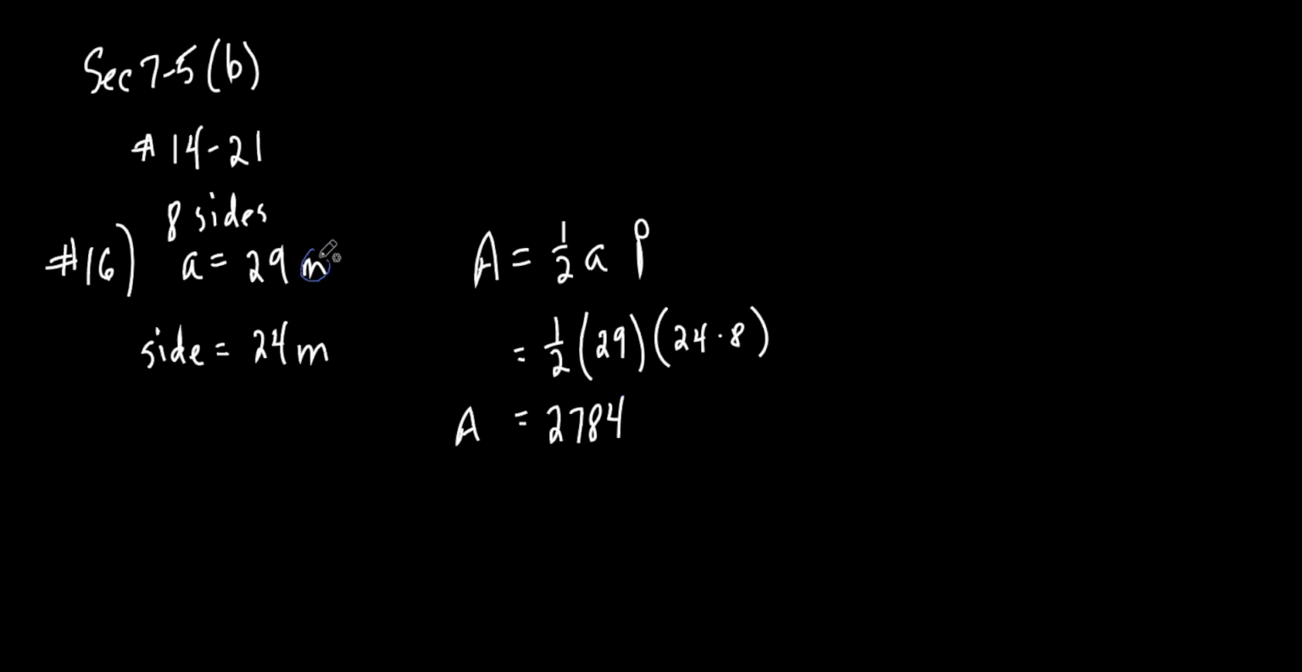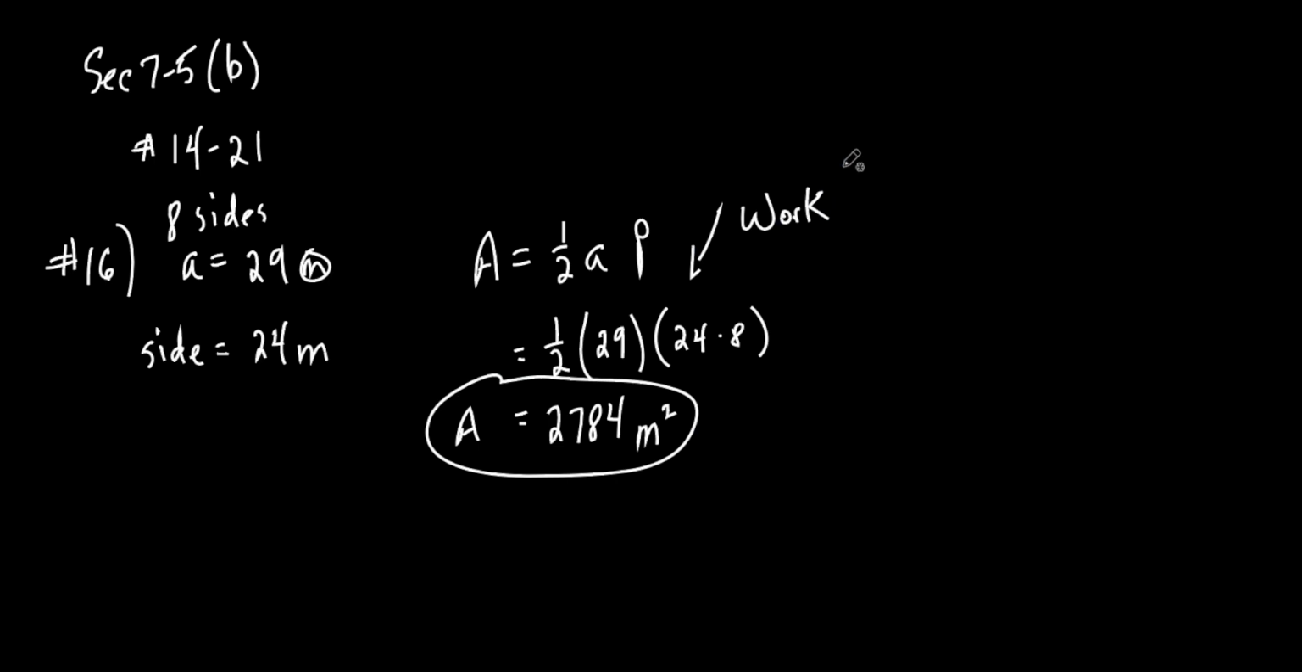2784. These are in meters, so this is area. So what should you write your answer in? Meters squared. And there you go. There's your work. This right there is your work. So when I say show your work, that's what I'm looking for. I want to see this right here. And then the rest is just calculator work. You can't really show that. But you just stick that in a calculator, you get this.